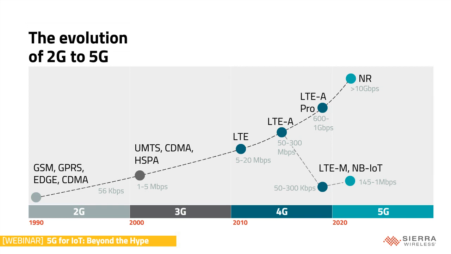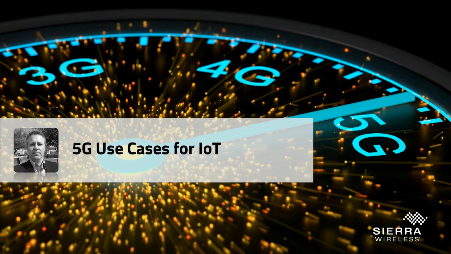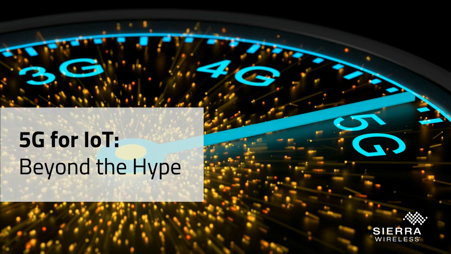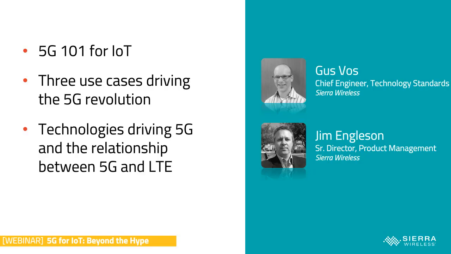We're going to be looking at a huge variety of things today, starting with our little agenda here. We're going to be doing 5G 101 for IoT. We're going to be starting there, looking through some of the things you need to know about 5G. Then we're going to look at 3 use cases, which will drive the 5G revolution. And then finally, we're going to look at the technologies that are making 5G and the relationship between 5G and LTE happen.